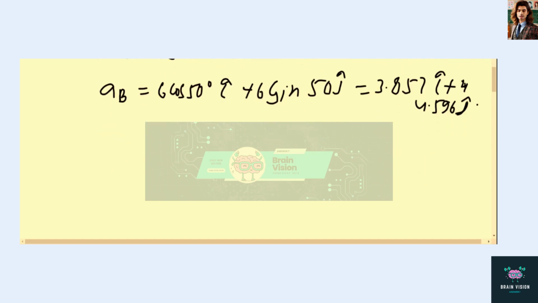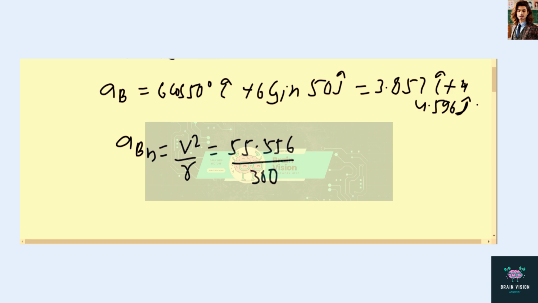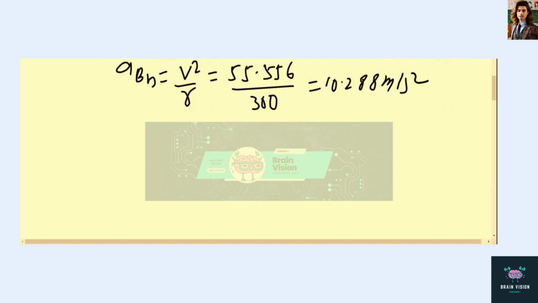The car is traveling in a curved line, and the radius is 300. So the normal acceleration ABN, since car B is moving on the curved line, will be nothing but V square upon R, which is 55.556 squared upon 300. After the calculation, this becomes 10.288 meter per second square.